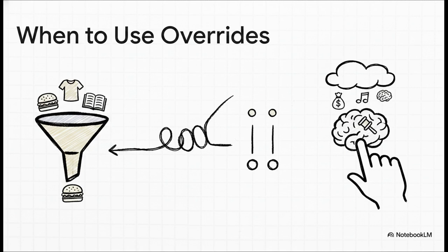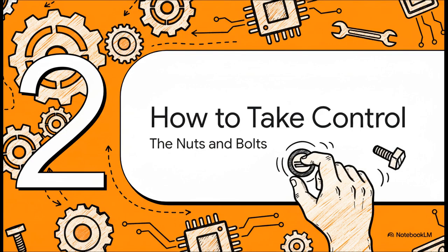And third, model selection. If you're building a legal assistant, you can choose a model that's been fine-tuned on legal text to make sure you're getting much, much higher accuracy. Okay, so that's the why. Now let's get into the how. Taking control might sound complicated, but Amazon Bedrock actually breaks it down into 2 simple, powerful levers. Let's check out the nuts and bolts.